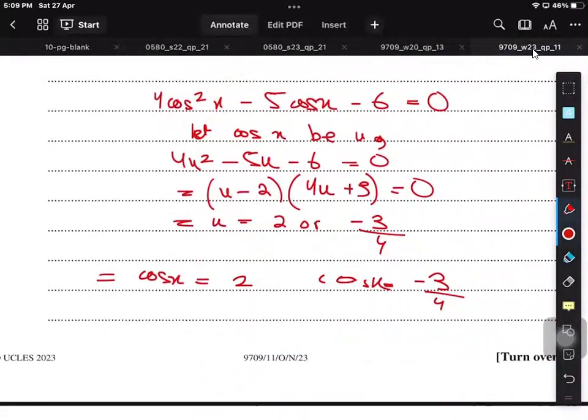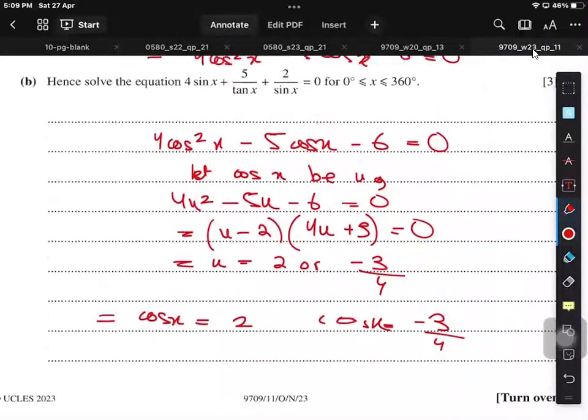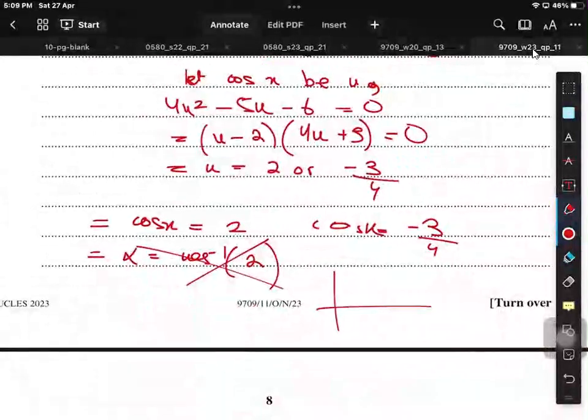So now we have to find the basic angle. So the basic angle would be cos inverse of 2. But the thing is that that is not valid. You don't have a cos inverse of 2. That is not possible actually. Why? Because the maximum value of cos in the graph is 1, right? Cos x cannot have a value above 1. So we can reject this. This is not a valid solution.